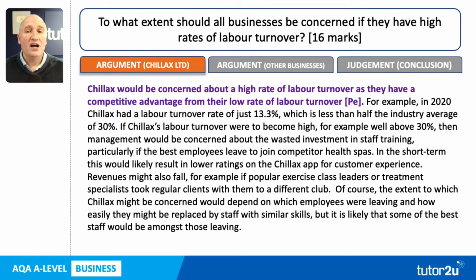So let's have a look at what we've got here. For example, that's signaling a little bit of application here from the case study. In 2020, Chillax had a labour turnover rate of just 13.3%, which is less than half the industry average of 30%. If Chillax's labour turnover were to become high, for example, well above 30%, then management would be concerned. I'm trying to use the words of the question in the response. Concerned about what? Well, concerned about the wasted investment in staff training, particularly if the best employees leave to join competitor health spas.